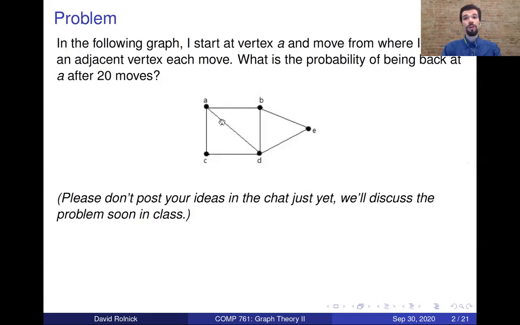We'll be talking about more graph theory today, but graph theory also as it relates to the linear algebra that we've been talking about. We'll come back to this problem in a few slides.